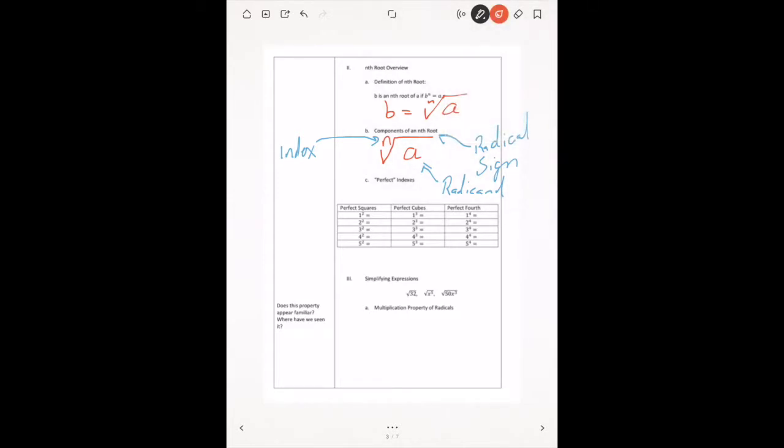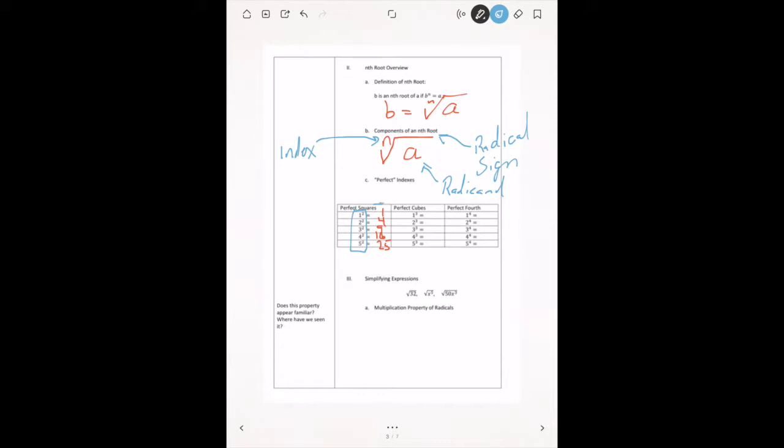Now, some things to keep in mind. There are these things called perfect indices. A perfect index is where I'm really finding perfect squares, perfect cubes, perfect fourths. Really, anytime I take a root and I get a whole number back. So let's buzz through this really quick. 1 squared is 1. 2 squared is 4. 3 squared is 9. 4 squared is 16. 5 squared is 25. All of these numbers right here are the perfect squares.